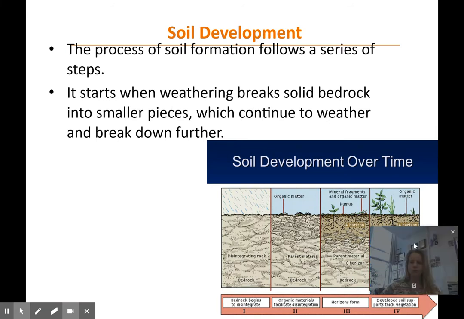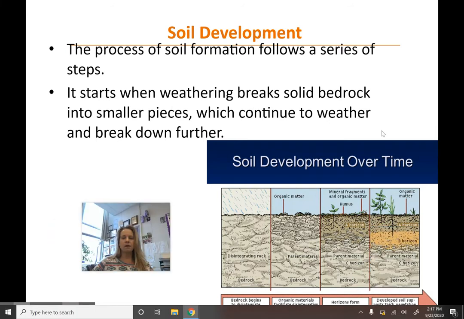And then if we look at how soil develops over time, it goes through a process of steps. So basically, if we look at the first part, it's disintegrating rock. So we start with bedrock. And then there's organic matter laid on top. So that would be any kind of decayed plant, animal, things like that. And it breaks down. So we've got weathering occurring. And this could be chemical or physical, which is mechanical weathering.